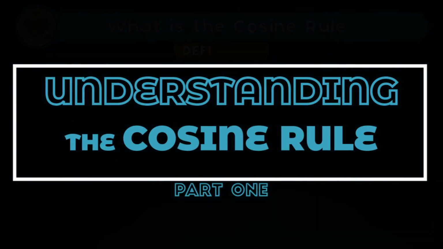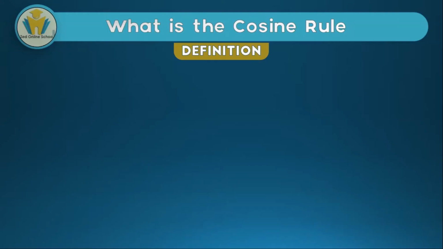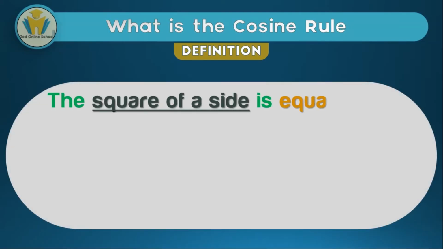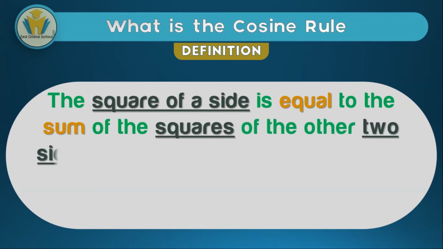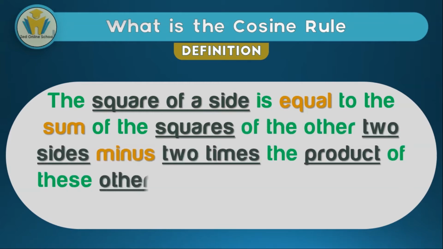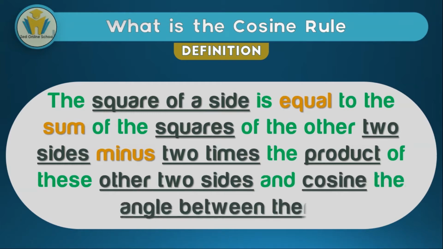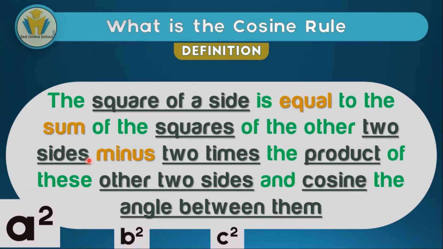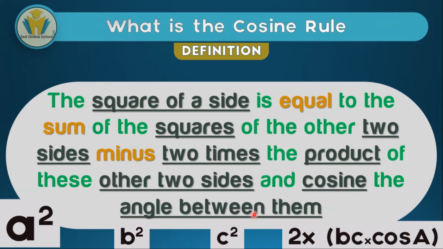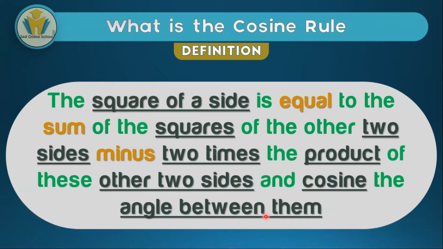Like we may have seen, we're starting with knowing what the cosine rule is. By definition, it's something very long. But if you look carefully at this definition, you can extract the formula that comes from the cosine rule. As you can see, we've got the square of a side being equal to the rest of the things here. So we have the square of a side as the subject of the formula. Then that square of a side will be equal to the sum of squares of the other two sides minus 2 times the product of these other two sides and the cosine of the angle between them.